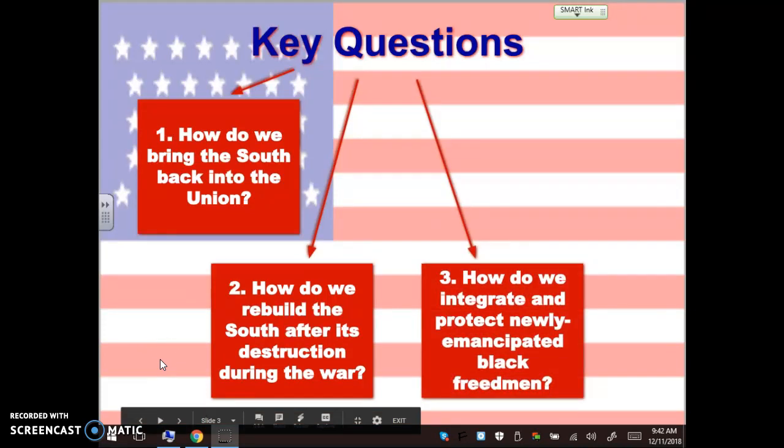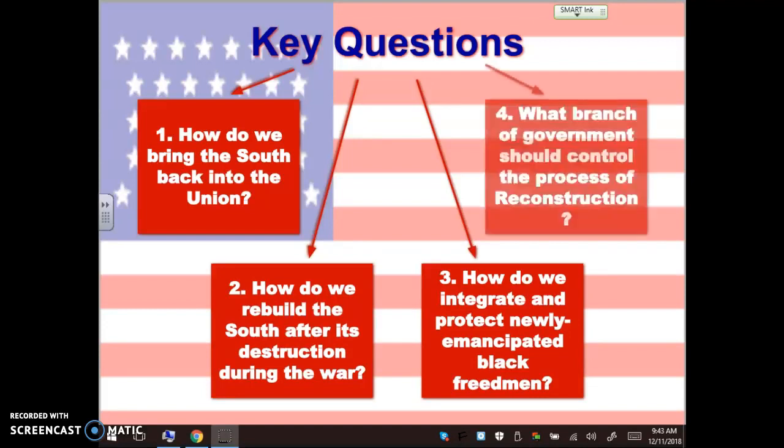Thirdly, how do we integrate and protect the newly emancipated black freedmen? We know that during the Civil War, with the Emancipation Proclamation, Lincoln was able to successfully free all black slaves in the southern states. So how are we going to make sure that those men can complete and keep their freedoms moving forward?